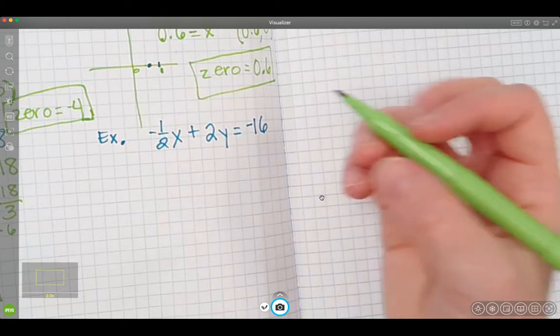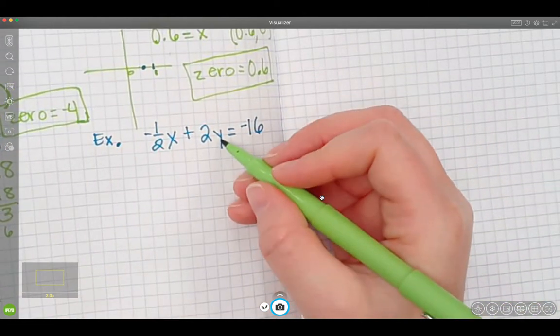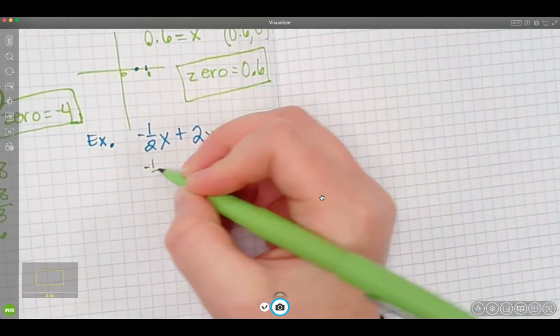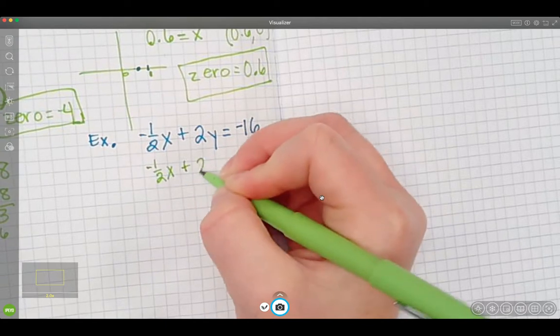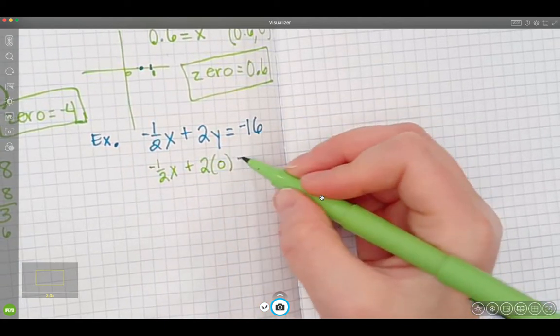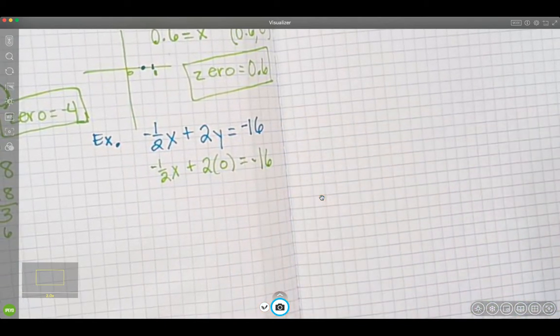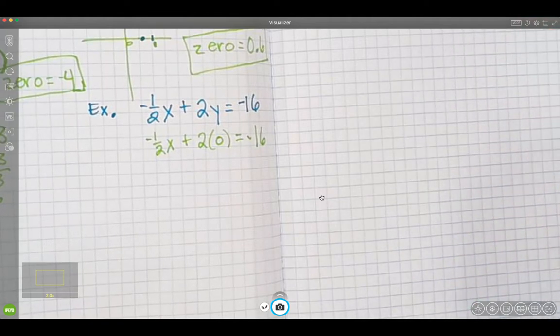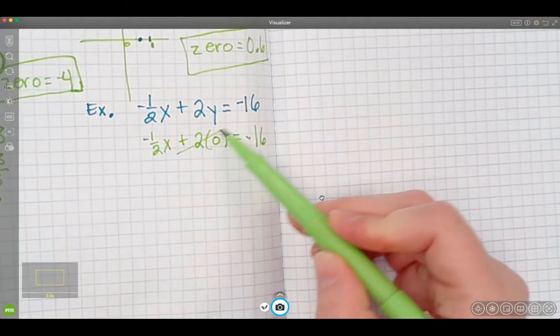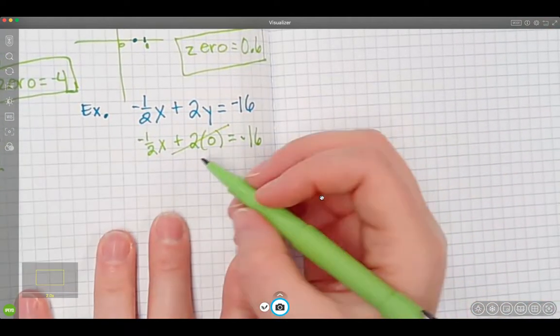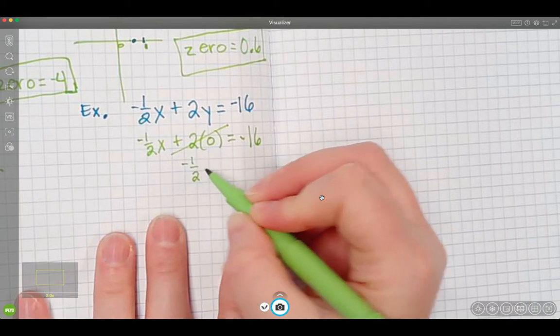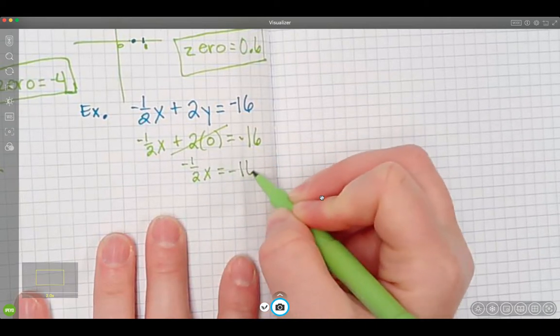Okay, so to find my 0, I need to plug in a 0 for y. So this is negative 1/2 x plus 2 times 0 equals negative 16. 2 times 0 is 0, so we don't need that anymore. So it's negative 1/2 x equals negative 16.